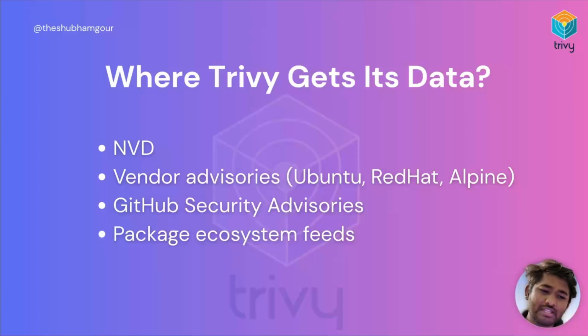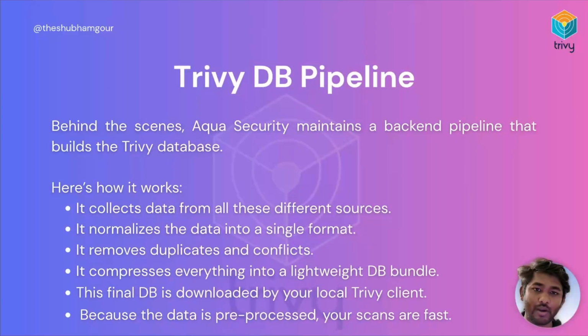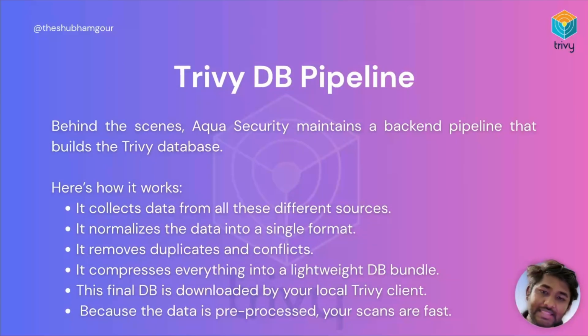Now, the question is where Trivy gets the data from. It is the National Vulnerability Database. Second, vendor advisories, that is Ubuntu, Red Hat, Alpine. Third, GitHub advisories. And fourth is package ecosystem feeds. NPM, PIP, Ruby, Go, all these provide the data. Now let us understand the life cycle of the Trivy database pipeline.